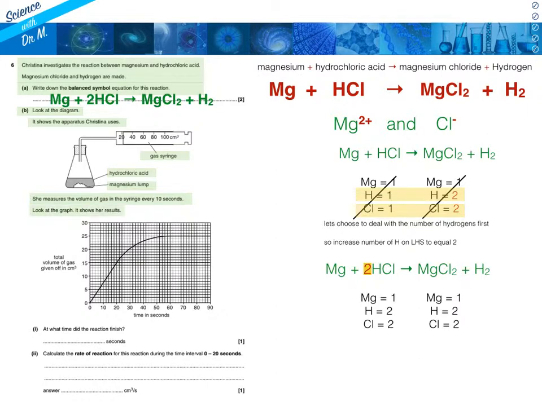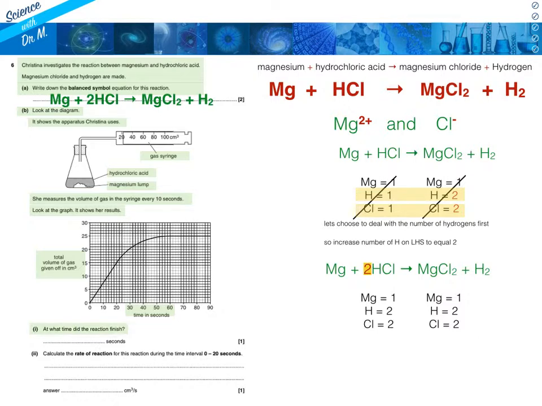And she's given us a graph of her results. Let's have a look at this graph. Now, the x-axis of the graph shows us time in seconds, and the y-axis shows us the total volume of gas given off. So we can see that as the reaction progresses, more gas is given off until it sort of levels out when the reaction has finished.